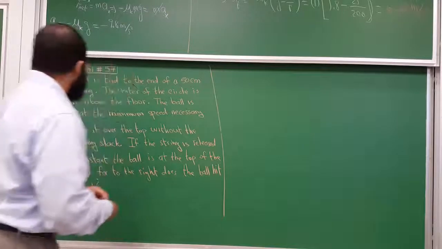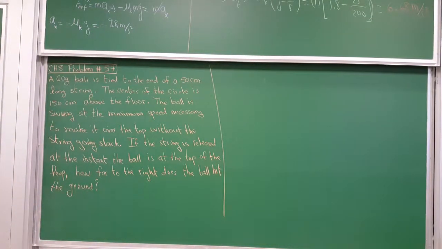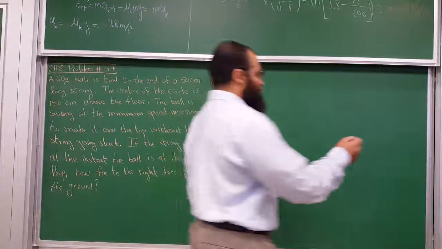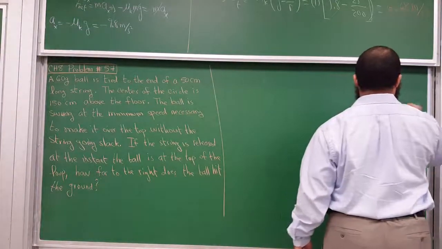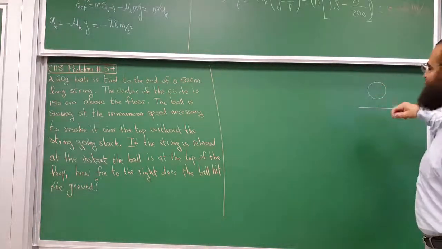We come here. So we have a ball. A ball is tied to the end of a 50 centimeters long string. The center of the circle is 150 centimeters above the ground. So here is, they drew a picture for you. So let me draw that picture. So here is the circle. The ball is going around a circle.